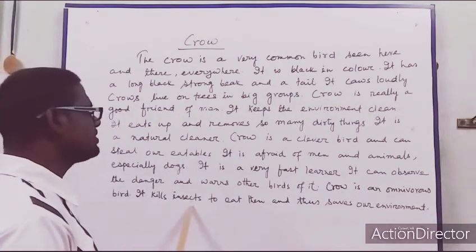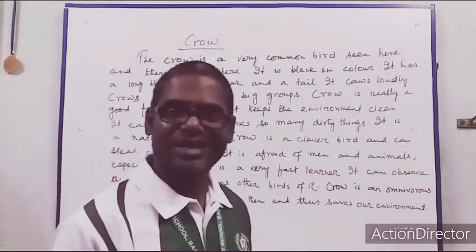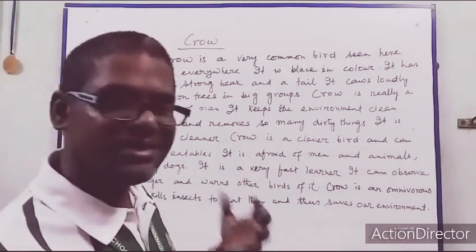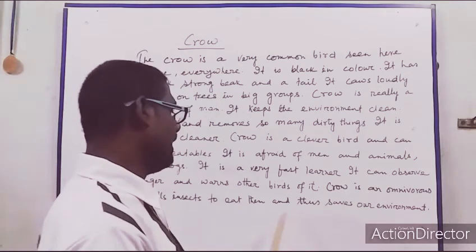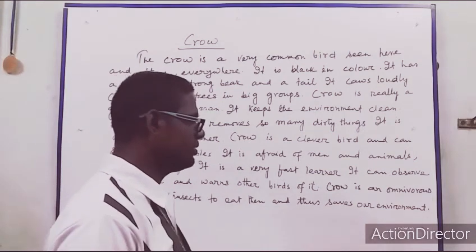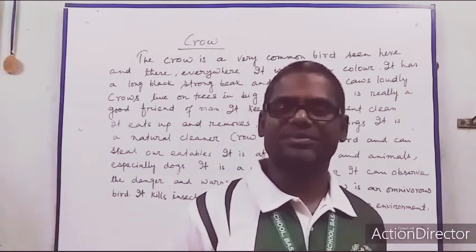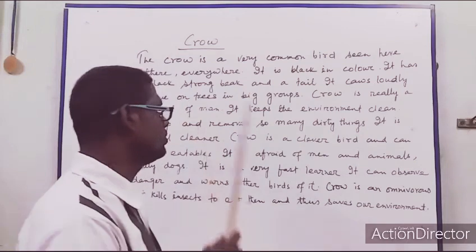It kills insects to eat them. Crows kill insects. For what? To eat them. And thus it saves our environment. In this way, it cleans the environment and saves the environment. So this is all about the crow.